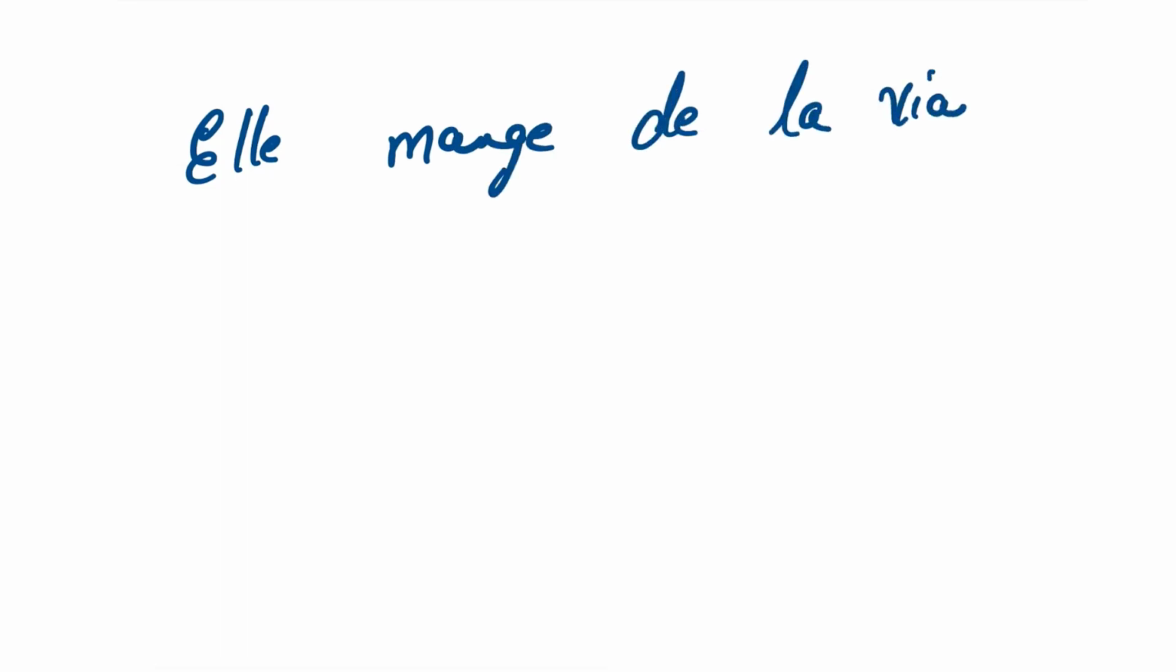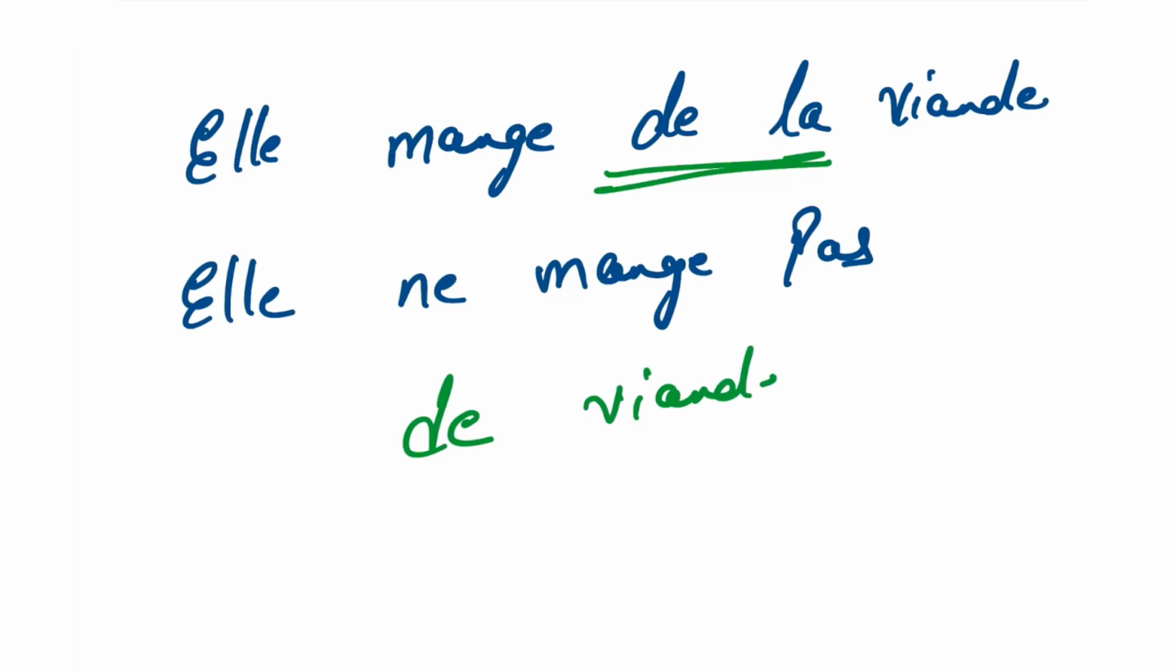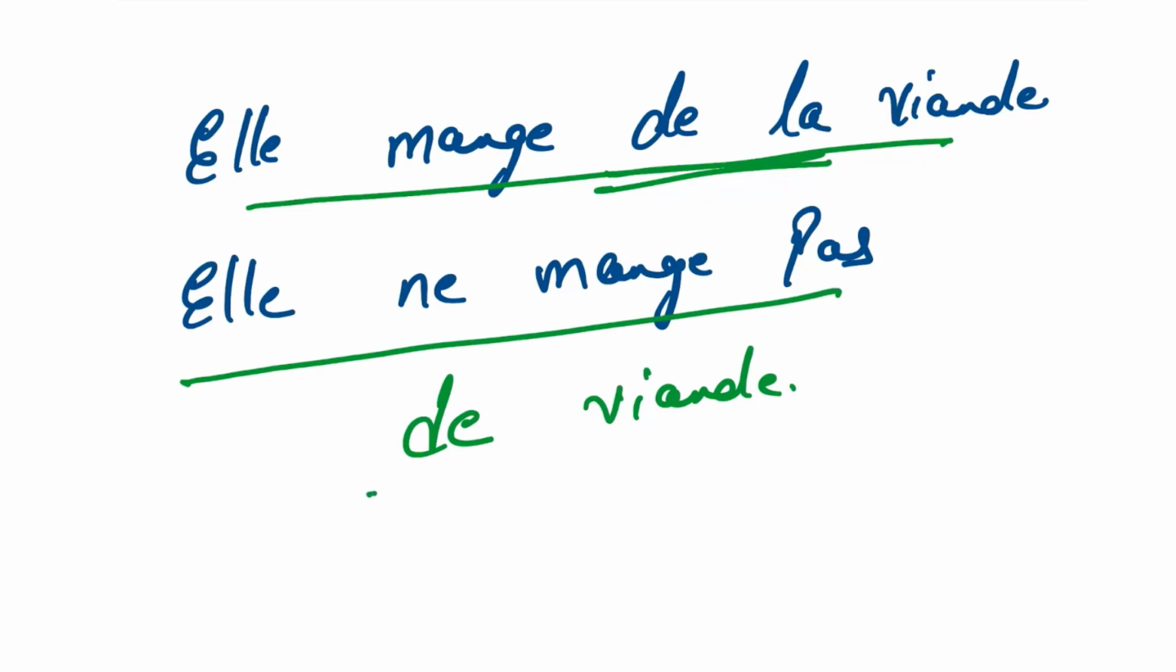Elle mange de la viande. Okay, elle ne mange pas. First of all, we'll change it into negative. Then our article, de la, will change into what? De. Viande will come as it is. Okay, elle mange de la viande. Elle ne mange pas de viande.